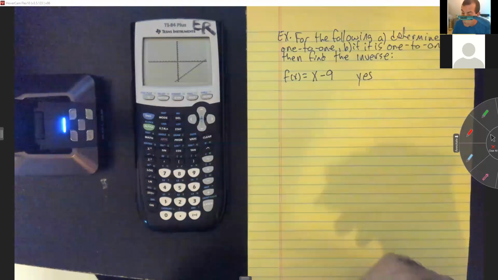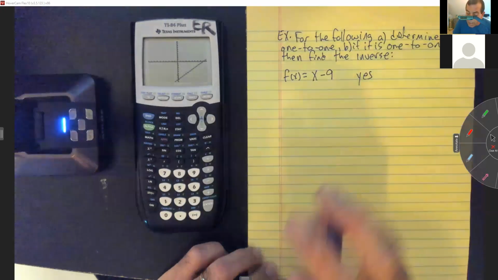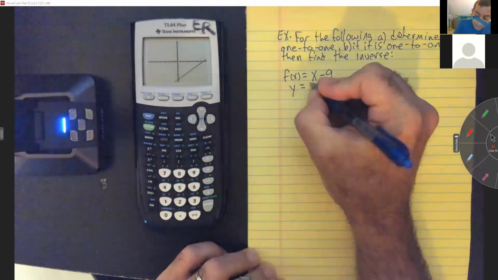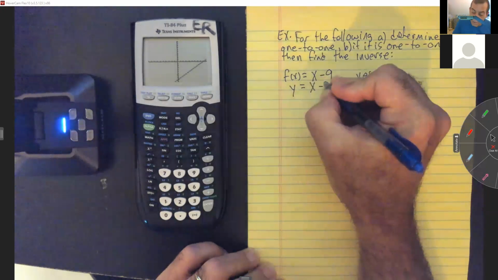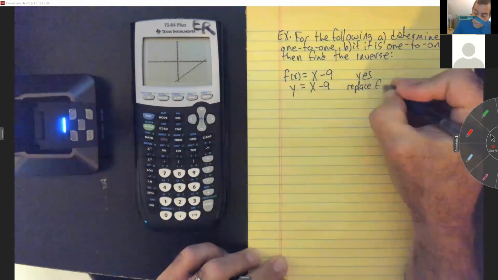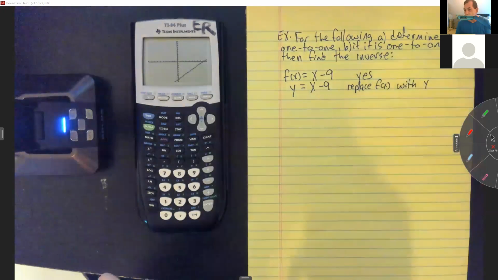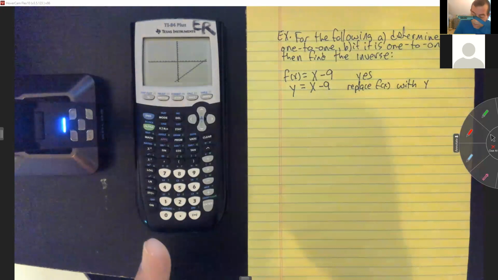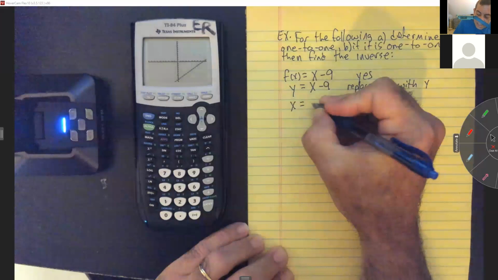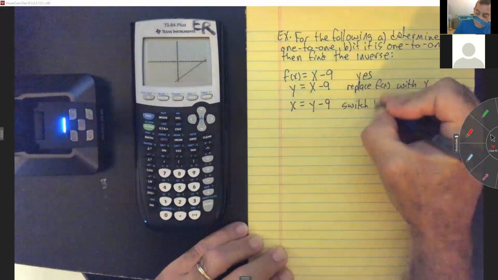So this is what goes through that little formula I gave you. So the first thing it said was replace f of x with a y. So this is going to be y equals x minus 9. So I replaced f of x with my y. Then it told me to switch the x and the y around. So this will give me x equals y minus 9. So I switched the x and the y.